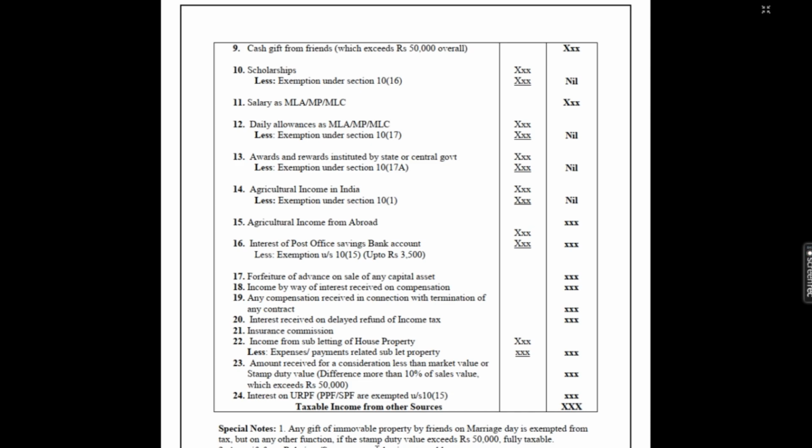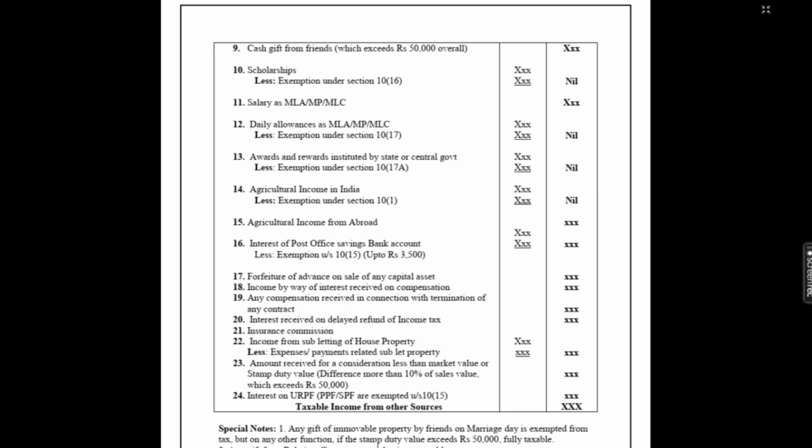Interest on post office savings bank account, less exemption under section 10(15). We can claim up to 3,500 per annum, so the balance only is taxable. Next one, forfeiture of advance on sale of any capital asset, fully taxable under income from other sources. Income by way of interest received on compensation is fully taxable. Any compensation received in connection with the termination of any contract is also fully taxable. Interest received on delayed refund of income tax is also fully taxable.